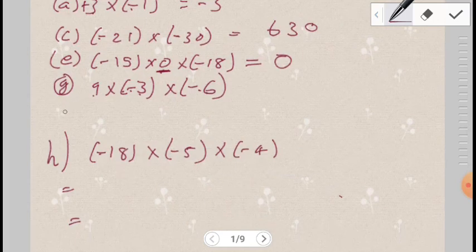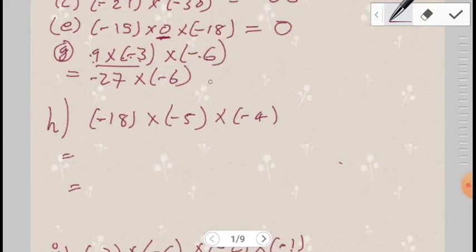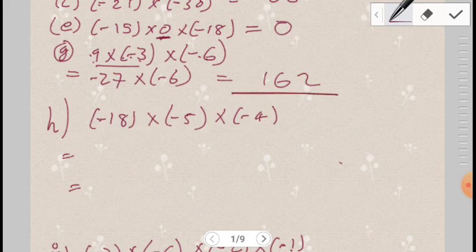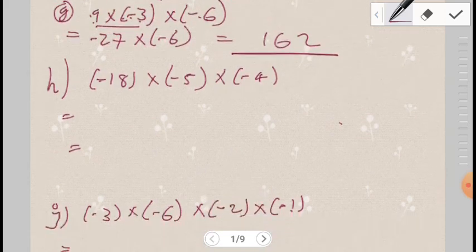Then for this one, if I multiply 9 with the 3, so it will become 27, plus minus minus 27, and it will get multiplied with the minus 6 in the next step. So 27 multiplied by 6, so I will get 162, minus minus plus, so it will become plus, that means positive.